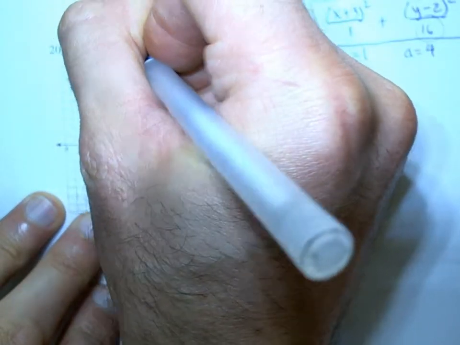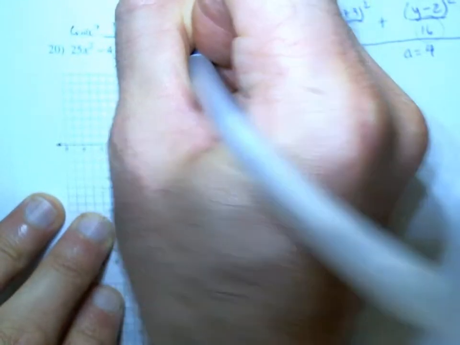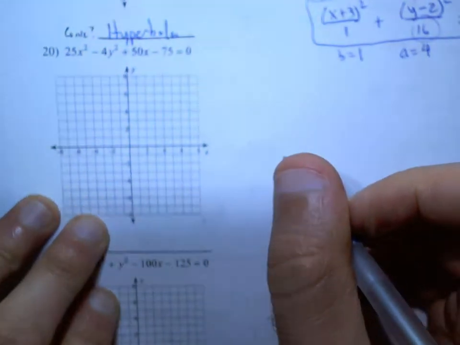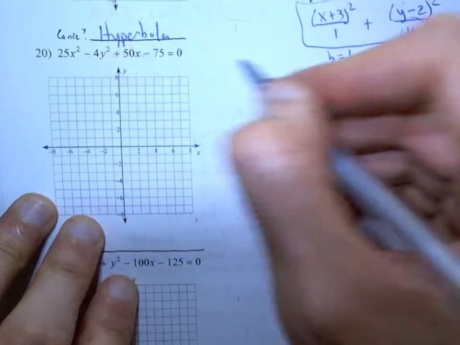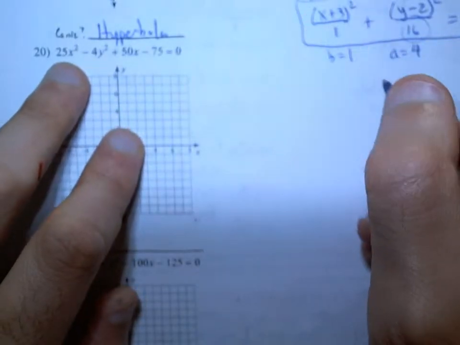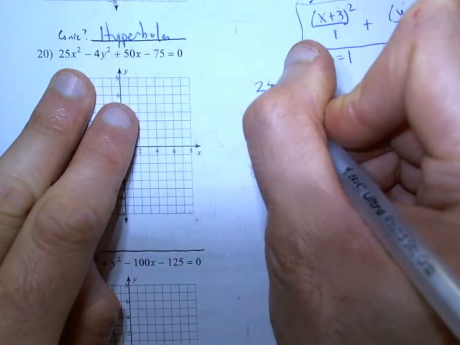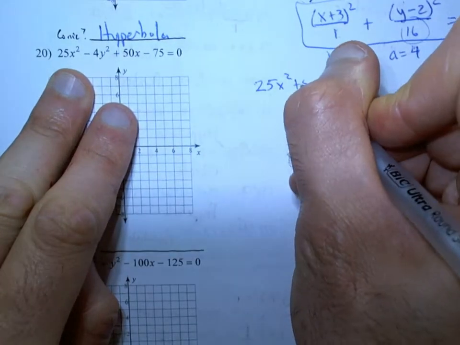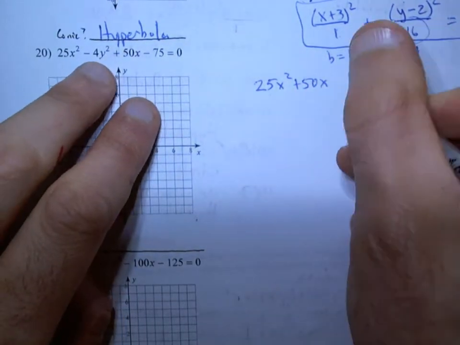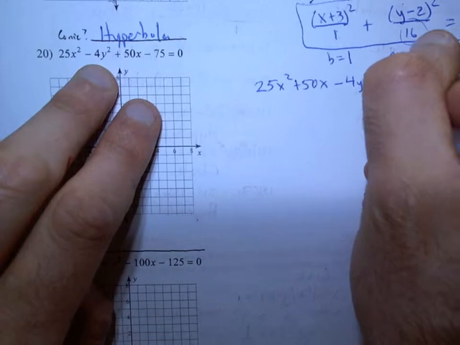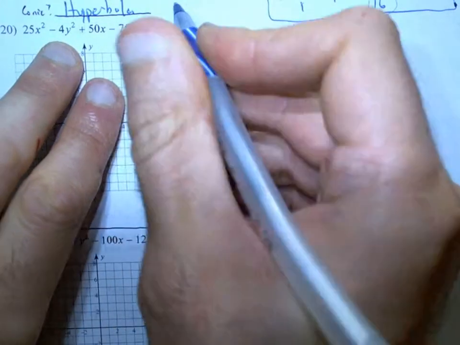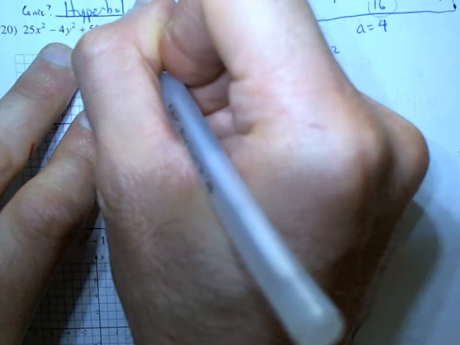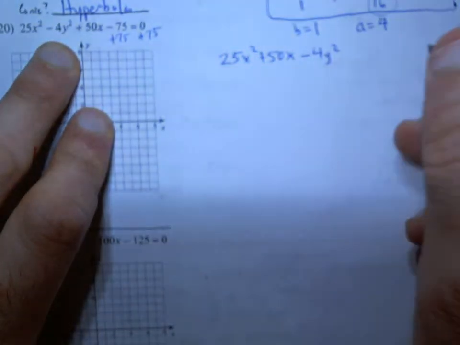Hyperbola is correct. There's a minus sign. We know it's a hyperbola, so we'll graph it like that at the end. All right. So first step 1, let's gather the x's and y's. Gather your x's, gather your y's. 25x squared plus 50x. Gather your y's. It's just this one. And then finally kick that constant over to the other side.